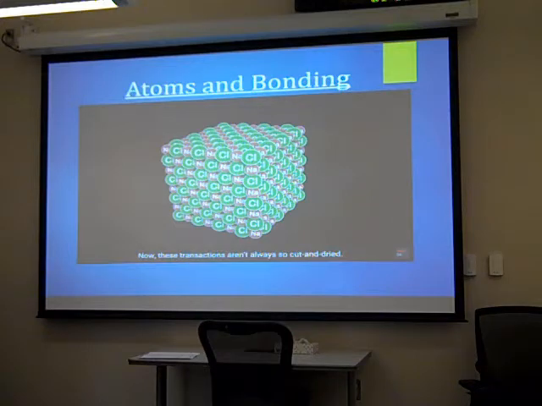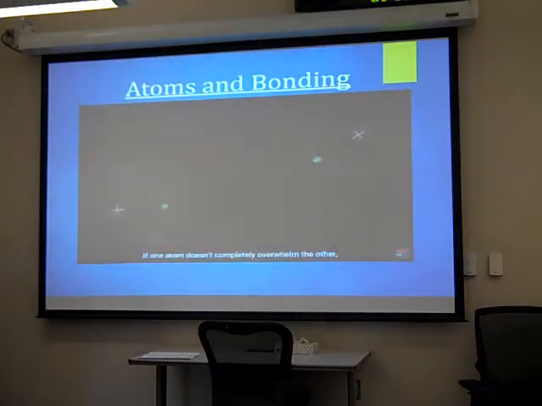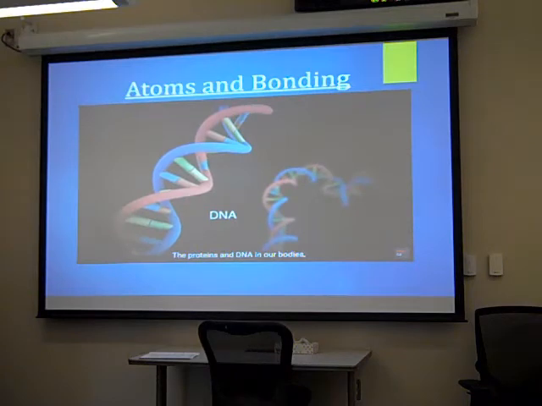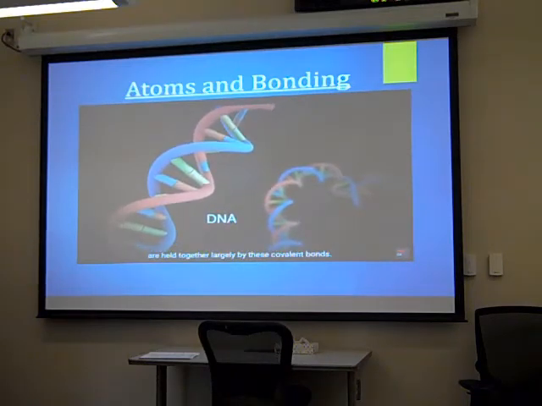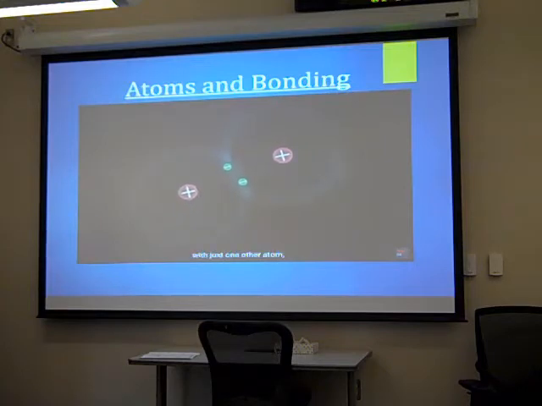Now these transactions aren't always so cut and dried. If one atom doesn't completely overwhelm the other, they can actually share each other's electrons. This is like a potluck, where you and a friend each bring a dish, and then both of you share both dishes. Each atom is attracted to the shared electrons in between them, and this attraction is called a covalent bond. The proteins and DNA in our bodies, for example, are held together largely by these covalent bonds. Some atoms can covalently bond with just one other atom, others with many more.